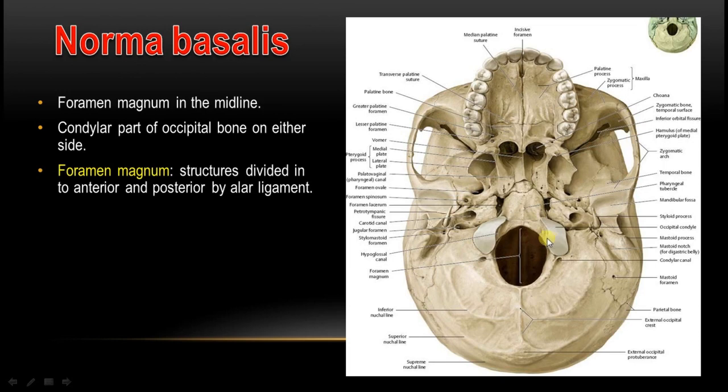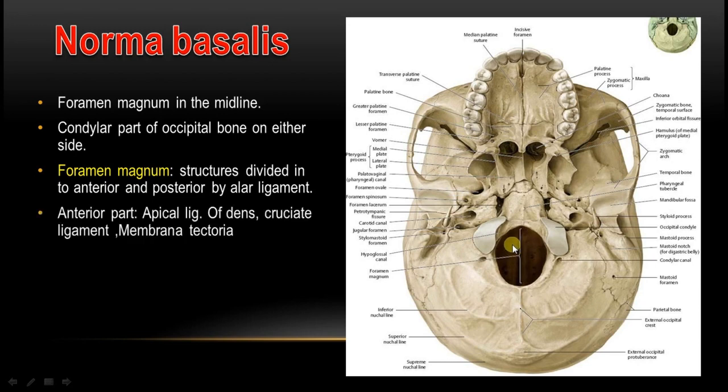atlanto-occipital joint. So this large foramen or the foramen magnum is transmitting so many vital structures, which can be divided into structures in the anterior part and structures in the posterior part, and that anterior and posterior is divided by the alar ligament. Okay, so in the anterior part you have the apical ligament of dens, cruciate ligament, and membrana tectoria. So mostly the ligamental structures.